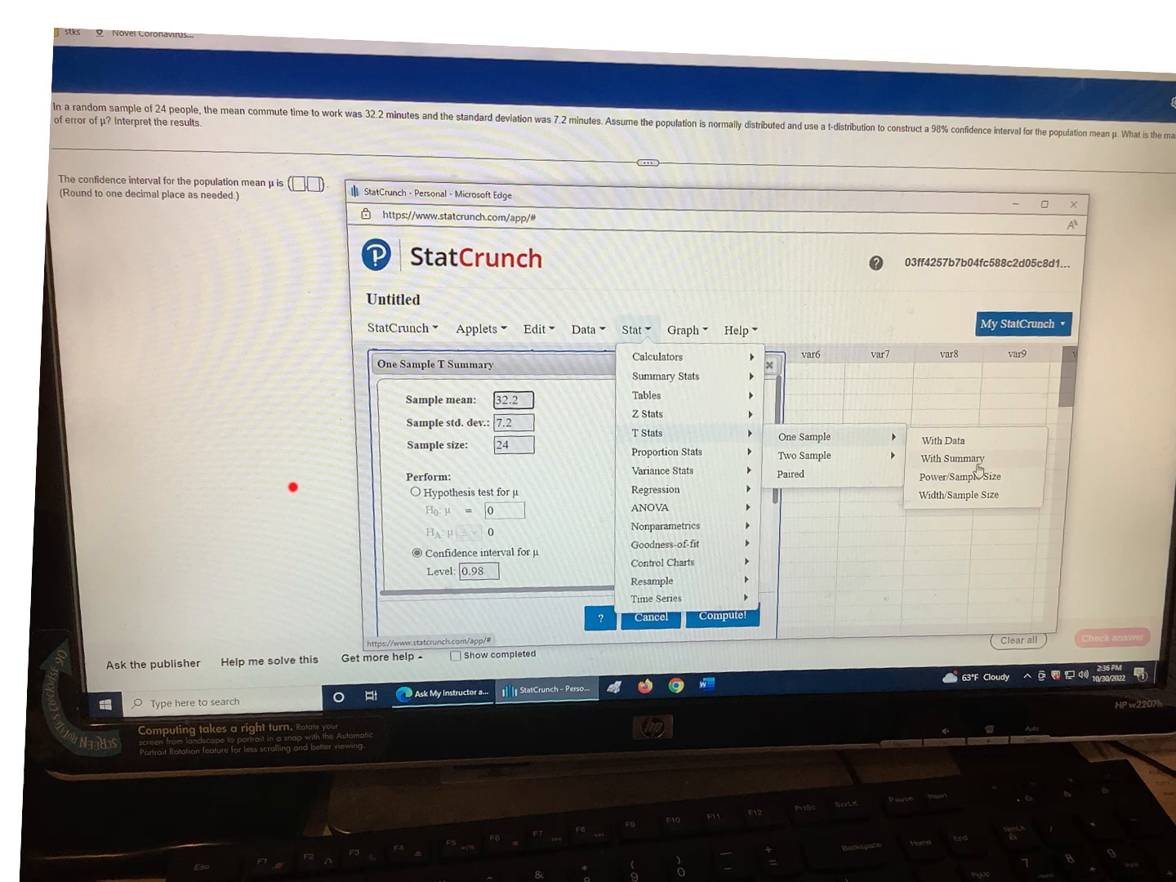You could do it by hand, or use StatCrunch or the calculator. You've got three options. If you want to watch the calculator, you have to back up and watch that video.